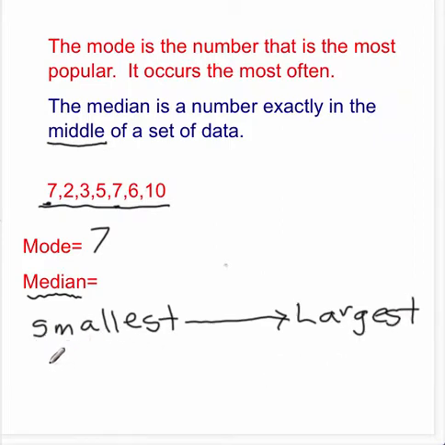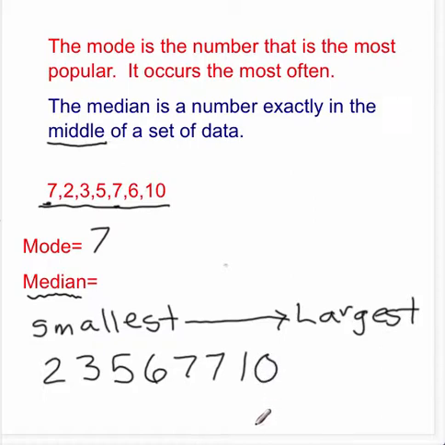My smallest number on that list was 2 right here, so I'm going to list 2 first. The next smallest number was 3. The next smallest number here is 5. The next smallest number is 6. I had 2 number 7s, so I need to remember to write them twice. And my largest number at the end of that list is 10.